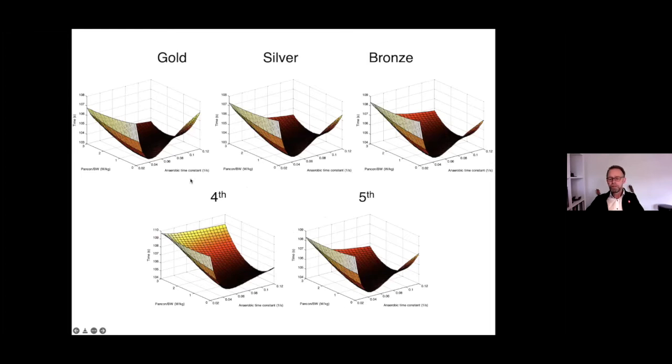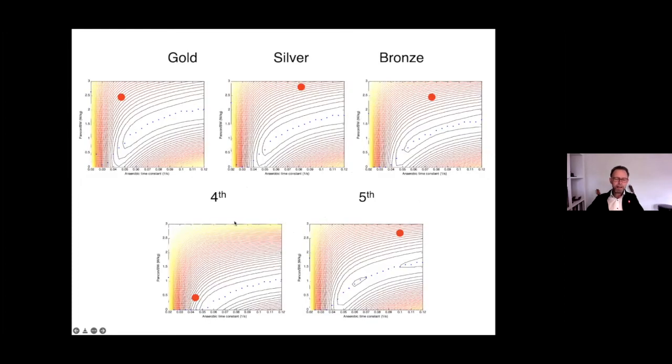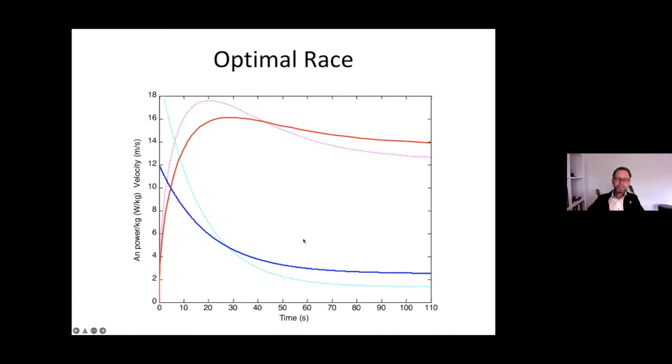Well, we can do that for all these athletes, and they all have a little bit different shapes of these surfaces. If you look at the top again, then we see that they are all away from their optimum, but Joey Cheek was closest to his optimum. And maybe you remember that he was the one with a high peak power output at the beginning and low at the end.